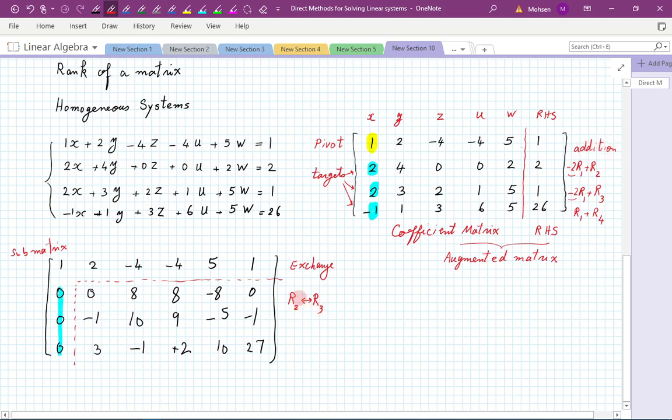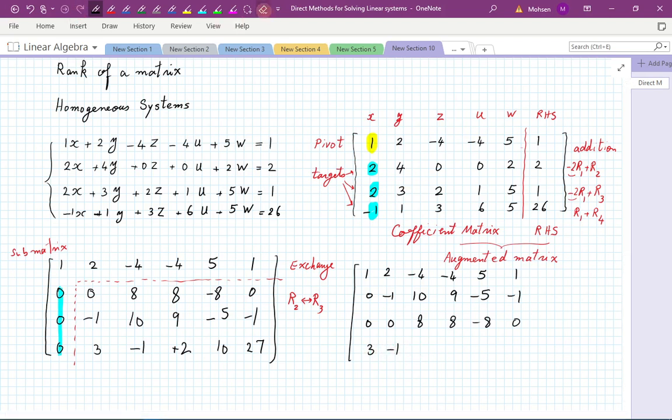Okay, when we exchange these two, what happens? Well, unfortunately we have to rewrite this thing all over again. So 1, 2, minus 4, minus 4, 5, 1. And then we are going to write this 0, minus 1, 10, 9, minus 5, minus 1. And the other one comes down 0, 0, 8, 8, minus 8, and 0. And then we have again 3, minus 1.